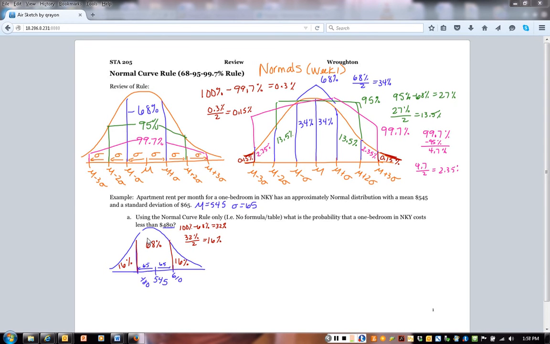Now, what do we actually want from the problem? We want the products that are less than 480. So where is less than 480? Well, it's just that piece. So what's my answer? There's a 16% probability. So that is our probability that a 1-bedroom in northern Kentucky costs less than $480.